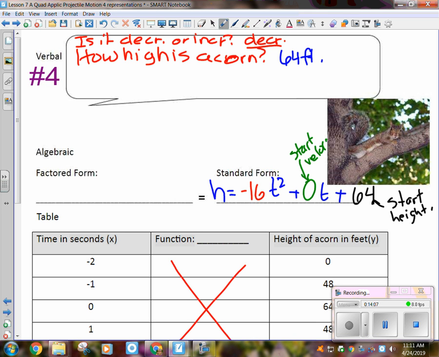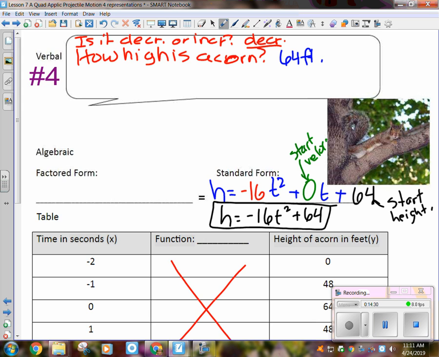By the way, do you have to keep the 0t in there? So could this actually become h equals negative 16t squared plus 64? Wouldn't that be the version of the equation we would work with? We wouldn't bother putting 0t in our calculators, would we? No. Everybody good? By the way, that is standard form.